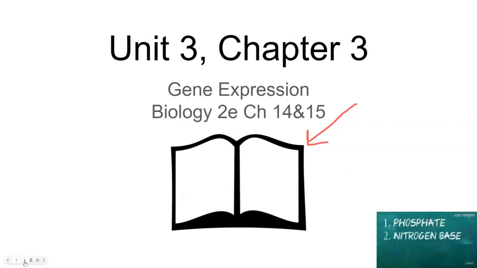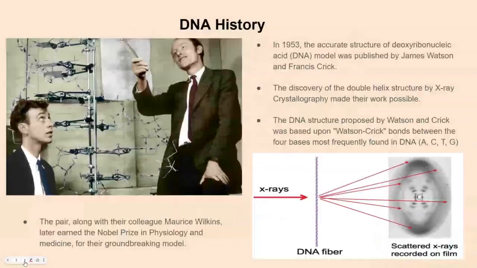Now, before we begin, let's talk about the history of why we know what we know. Namely, the very first accurate model of DNA, or deoxyribonucleic acid, was proposed in 1953 by James Watson and Francis Crick. You may have heard of the Watson-Crick model.